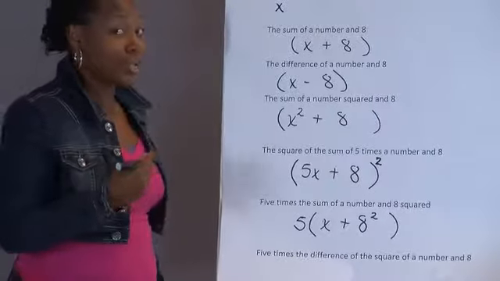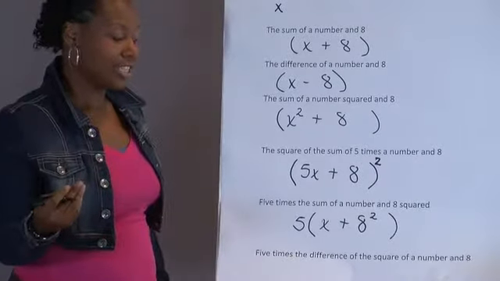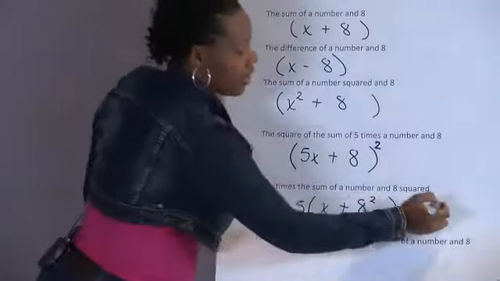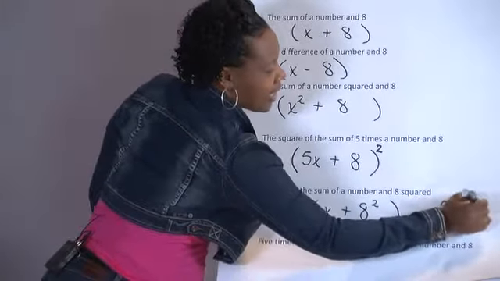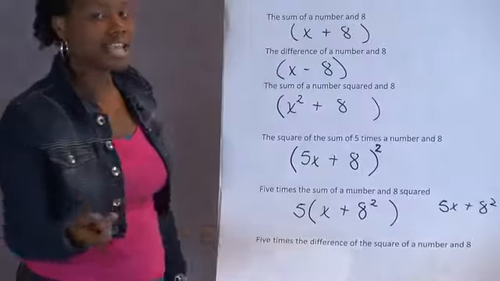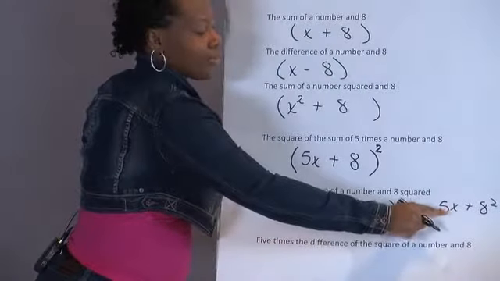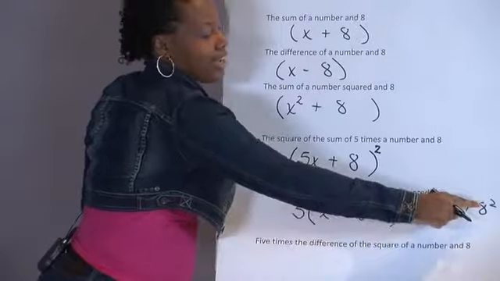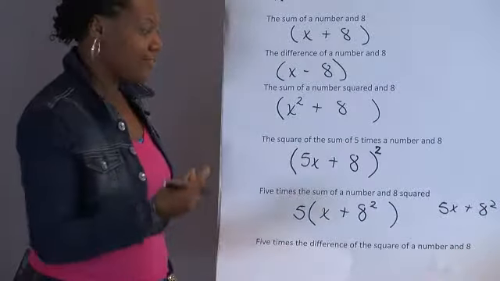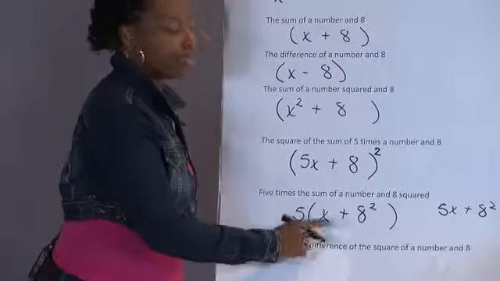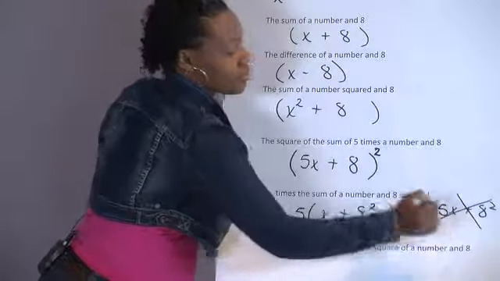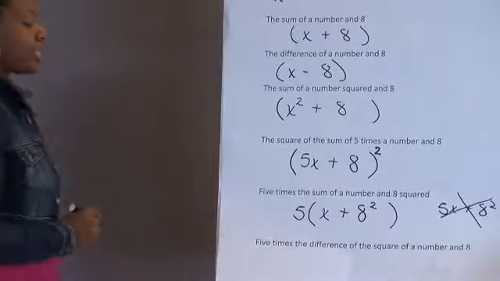Now, from my experience in tutoring, this is what I see a lot of. I see a lot of, which is wrong, 5x plus 8 squared. It doesn't say 5 times a number, the sum of 5 times a number plus 8 squared. It says 5 times the sum of a number and 8 squared. So make sure you're getting this right. This is not right. Okay? Let's try the last one, JD.